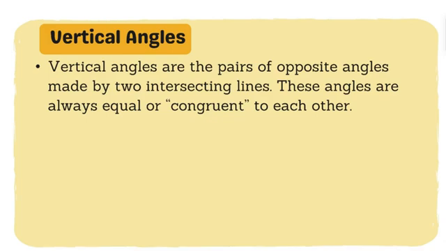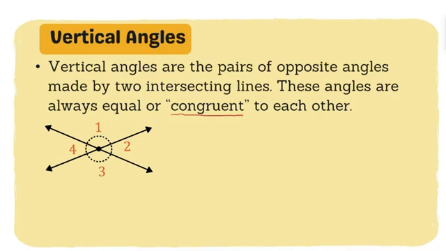Now, we also have what we call the vertical angles. Now, ano naman ang mga ito? So, let's see. So, vertical angles are the pairs of opposite angles made by two intersecting lines. These angles are always equal or congruent to each other. Later on, malalaman nyo ang ibig sabihin ng congruent. Now, this is what we call an example of vertical angles.